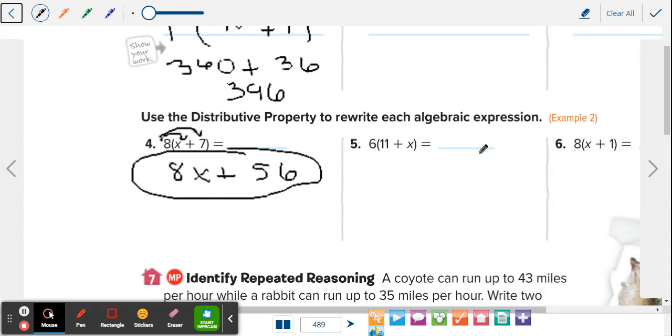Number 5, same thing. We do 6 times 11 and 6 times x. What's 6 times 11? 66. We keep the addition sign, and what's 6 times x? 6x. And that's it. You're done. That's as far as you can go. So that's all we're doing with the distributive property.